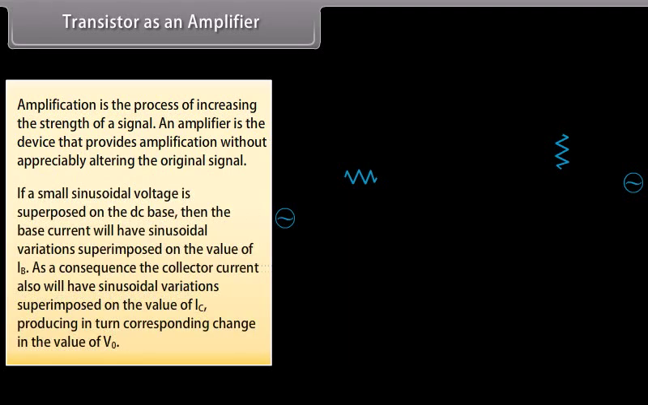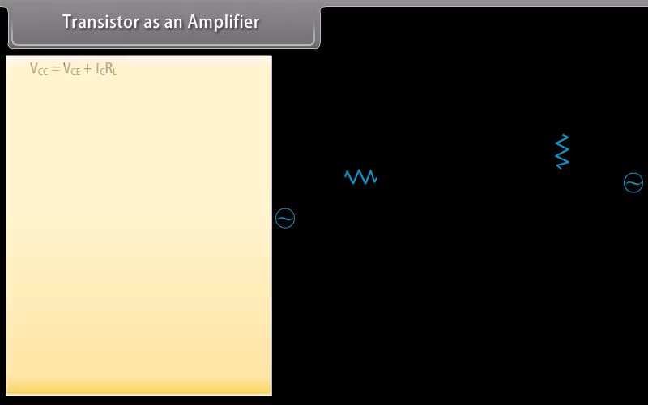If a small sinusoidal voltage is superposed on the DC base, then the base current will have sinusoidal variations superimposed on the value of IB. As a consequence, the collector current also will have sinusoidal variations superimposed on the value of IC, producing in turn a corresponding change in the value of V0. VCC is equal to VCE plus IC RL.